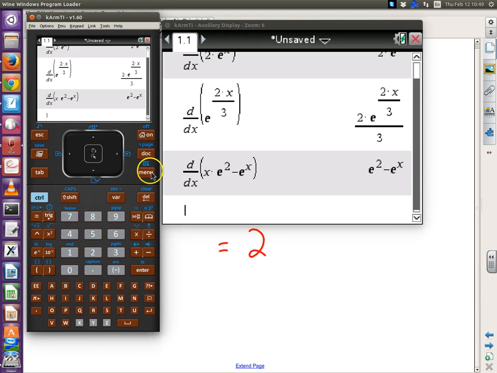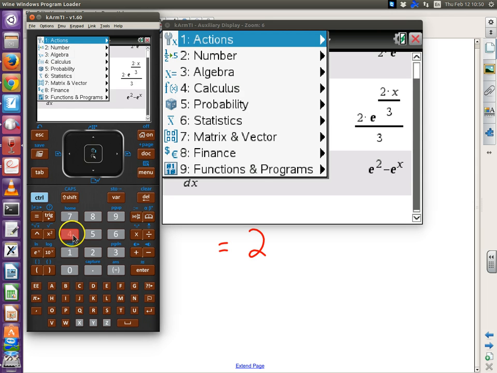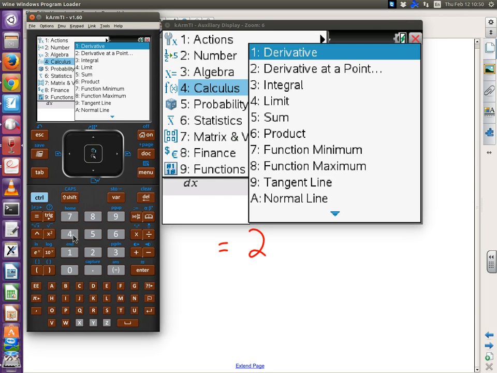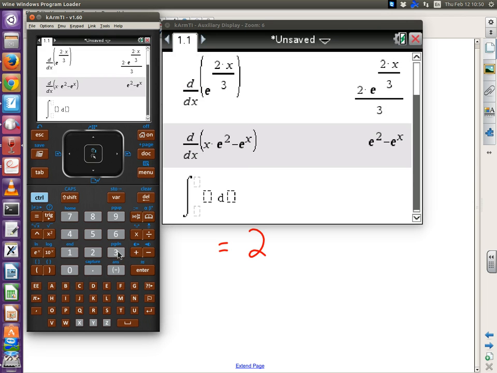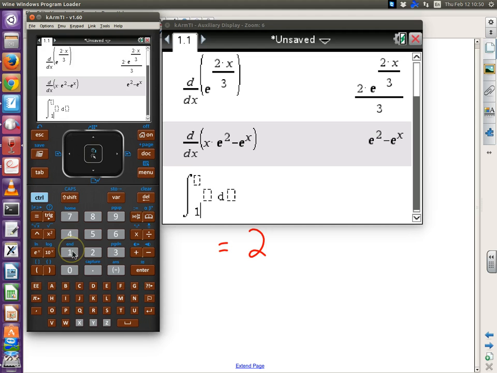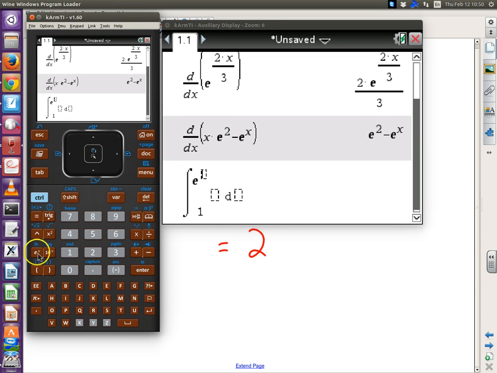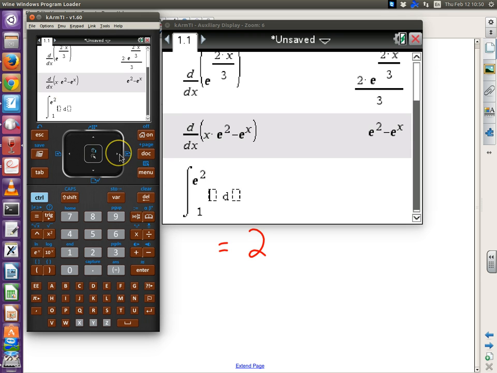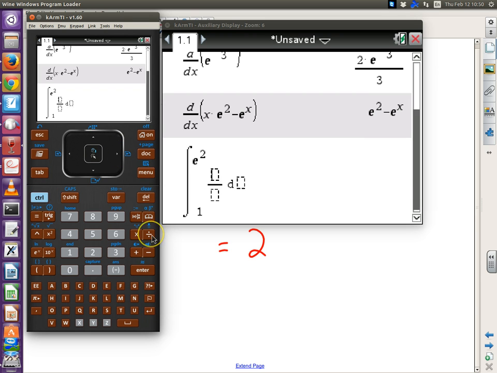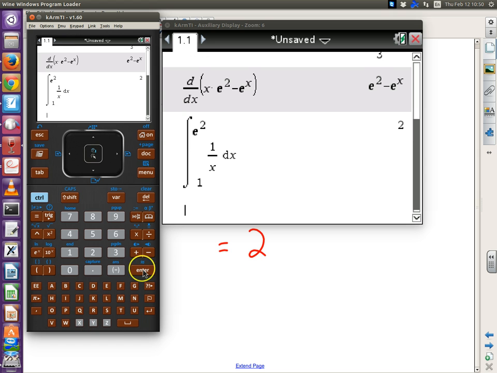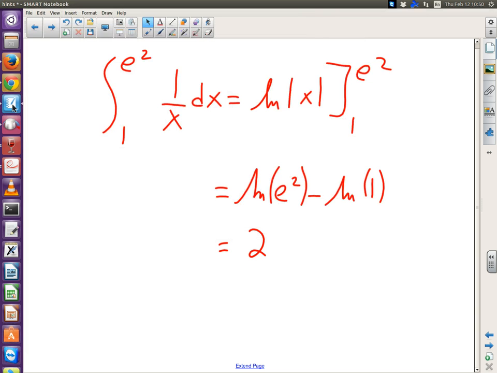All right, why don't we try that one? Let's see, menu, calculus, integral. And it's from, what was it now? It was from 1 to e squared of 1 over x dx. And you get 2, just like we said. Alrighty, good. More practice. This is just practice now.